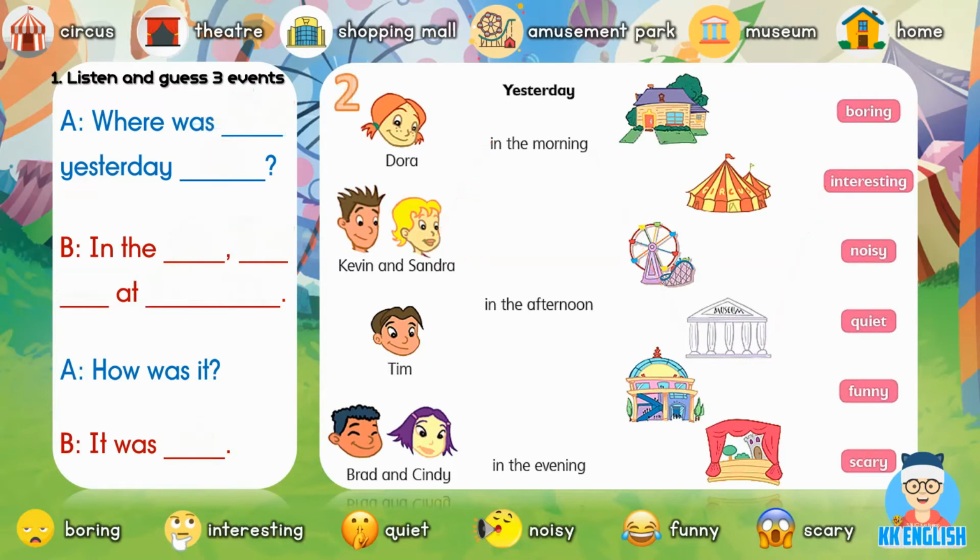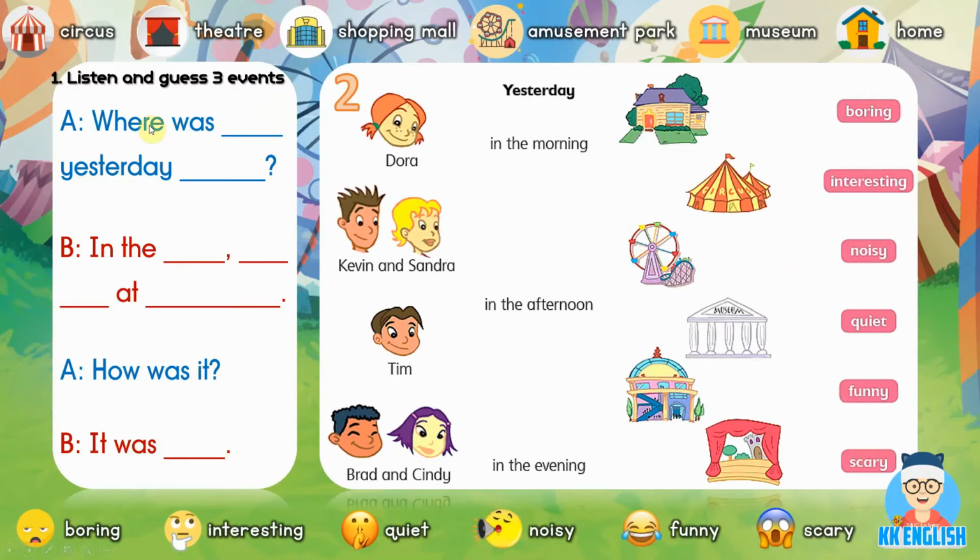Ready? Number 2. Where was Tim yesterday evening? In the evening, Tim was at the circus. How was it? It was funny.